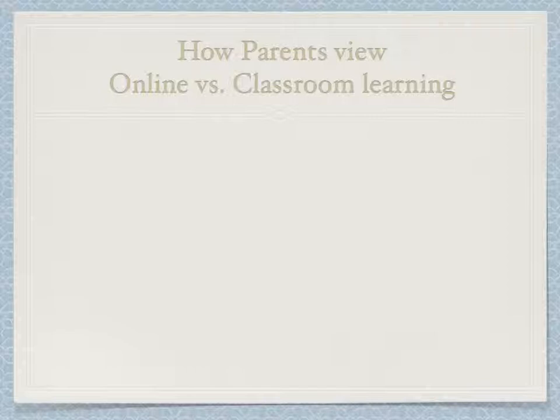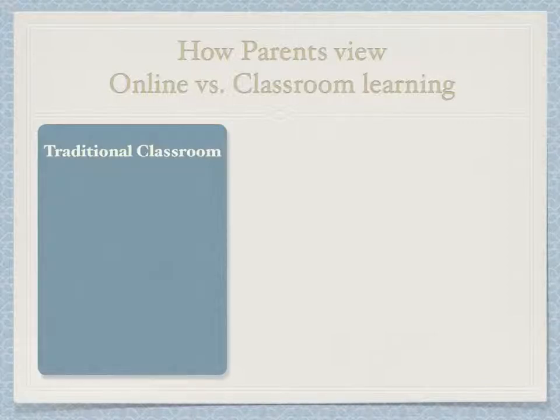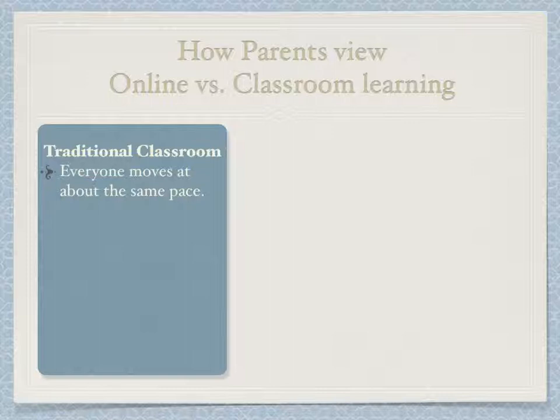First, we want to look at how parents view opportunities for online versus traditional classroom learning. Oftentimes, in a traditional classroom, we'll find that most of the students are moving at about the same pace, and that's constrained by the pace that the teacher sets. That pace may be too fast for some, it may be too slow for others.